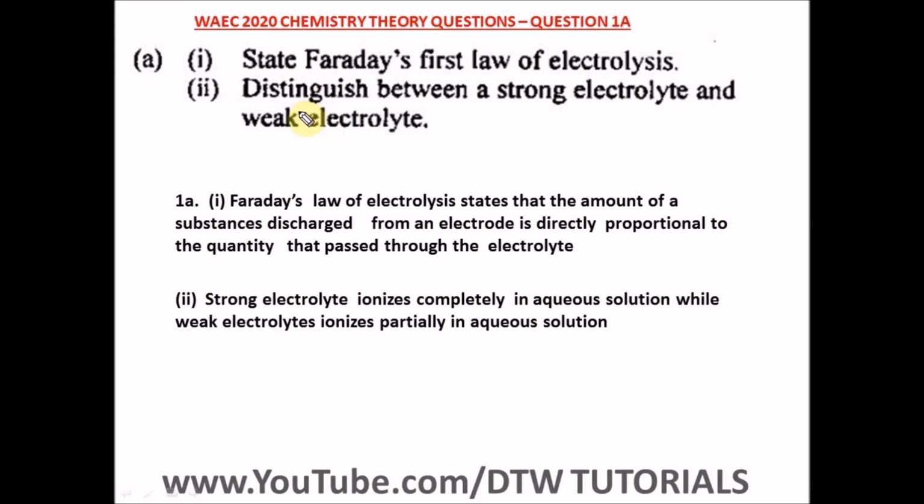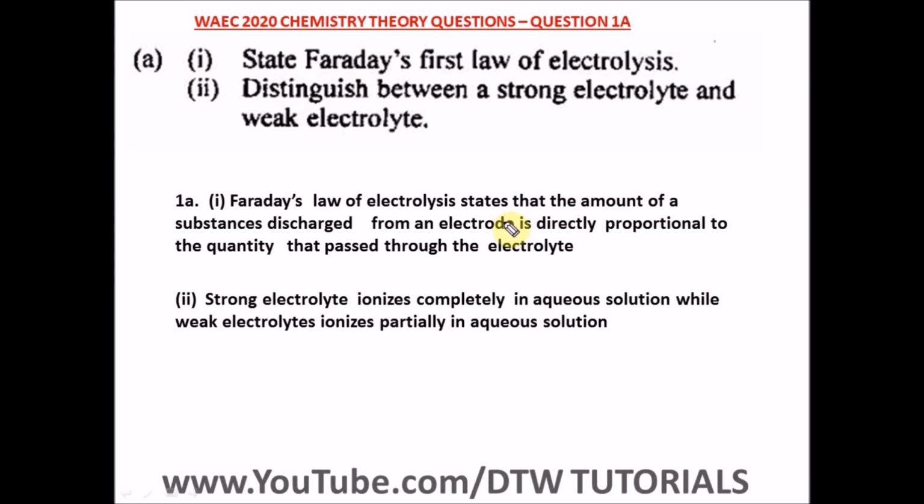Electrolysis is the chemical decomposition of a substance that is in molten form or solution form by passing electric current through that substance. Okay, so Faraday's first law states that the amount of a substance that is discharged from an electrode in an electrolytic cell, for electrolysis to take place, you have your electrolyte, you have your electrode, and you have your power source, your battery, for instance, where your current is coming from.